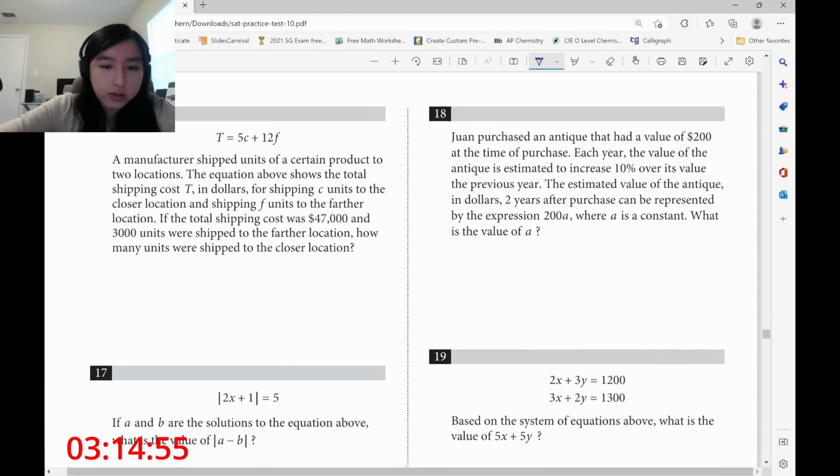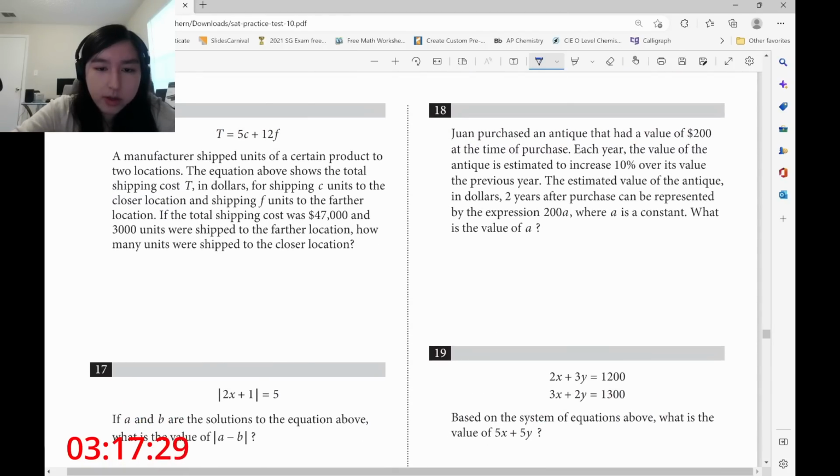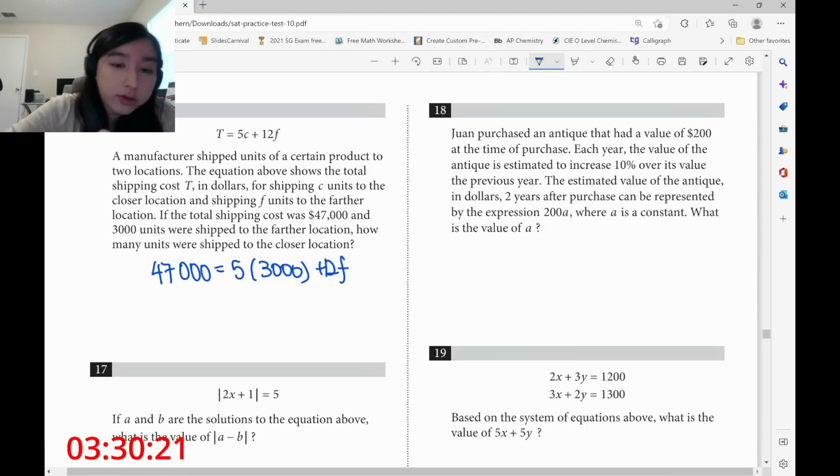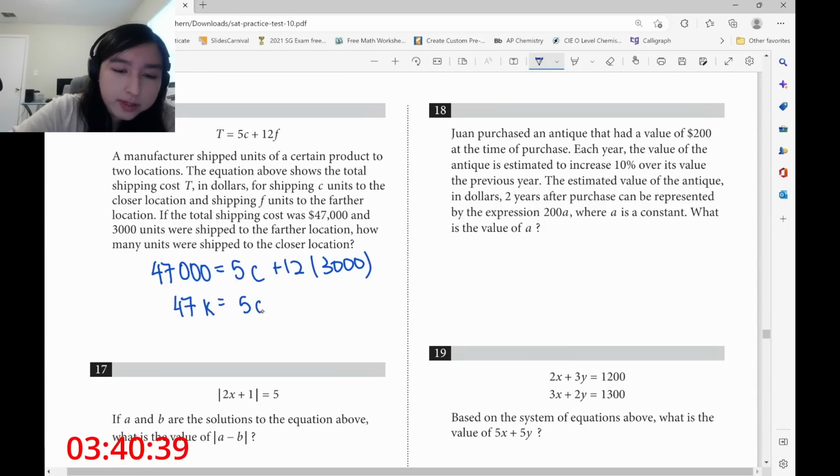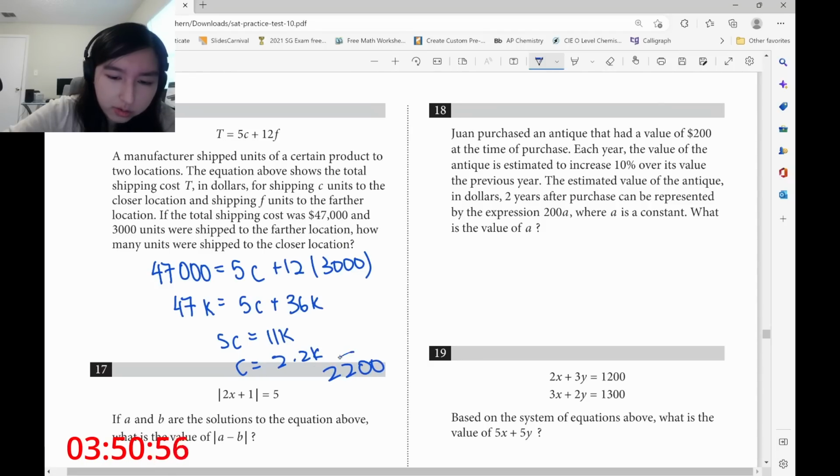Okay, so T equals this. Total shipping cost is 47,000. And then they want it to the, so 5C plus 12F. How many were shipped to the closer location? Alright, my bad. 5C plus 12 times 3000. Alright, I'm just going to use k. So 47,000 equals 5C plus 36,000. 5C equals 11,000. C equals 2.2 thousand. So 2200. There we go.